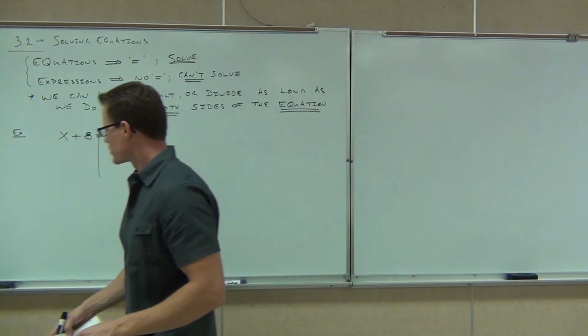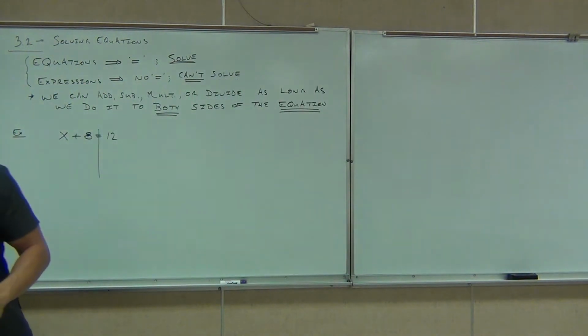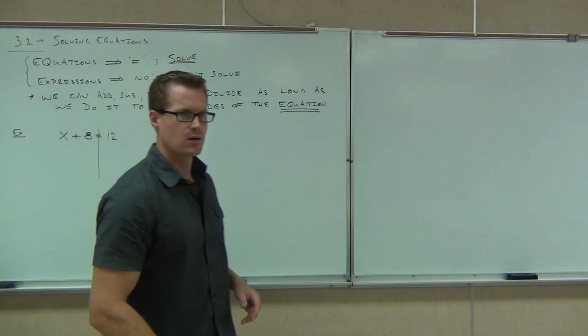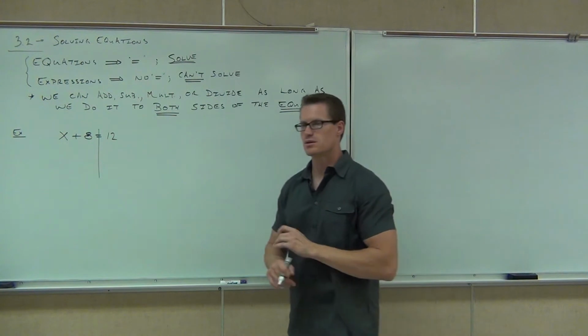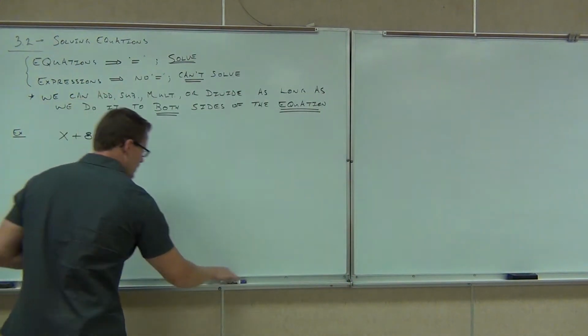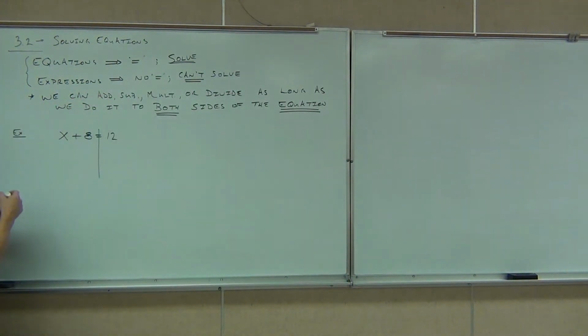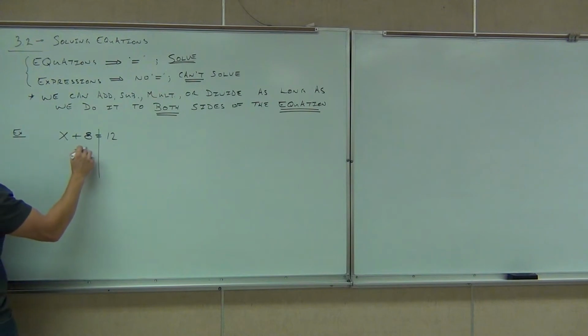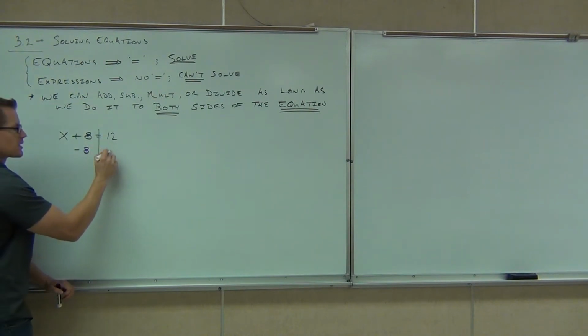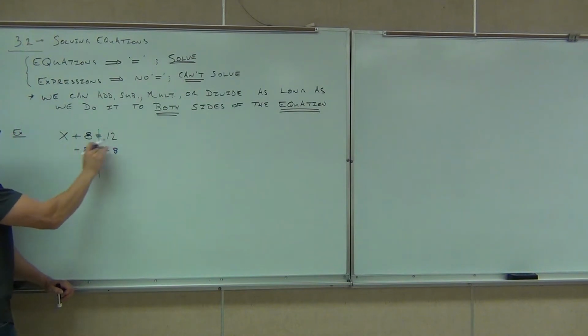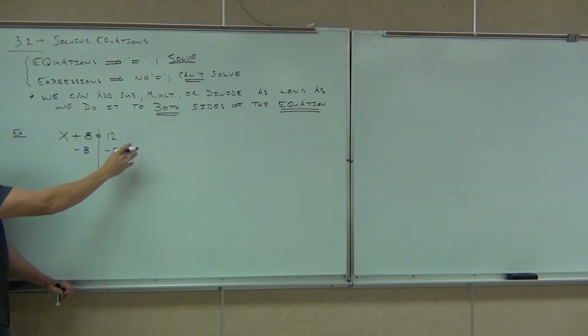So since we have x plus 8 equals 12, what was our variable? X. We're trying to get x by itself. How do you get x by itself in this case? Minus 8. Good. We know we can add, subtract, multiply, or divide as long as we do it to both sides. Do we add 8 or subtract 8? Subtract. Got to look identical. This level has to look the same. You're taking away 8, you're taking away 8.